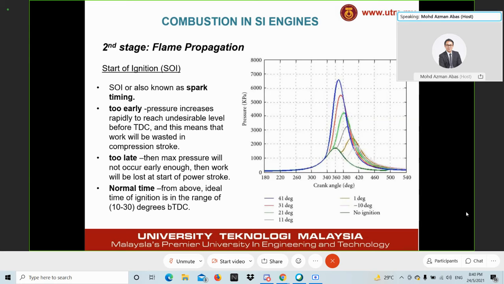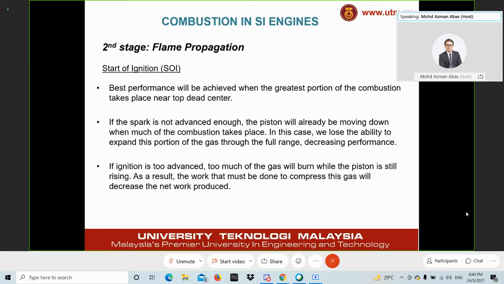If you have the opportunity to open ECU calibration files, you should be able to see the ignition base map, and most ignition base maps, mostly but not all, are between 10 to 30 degrees. For start of ignition, the best performance will be achieved when the greatest portion of the combustion takes place near top dead center. In other words, the best performance is achieved if you have your peak pressure between 5 to 10 degrees after TDC.